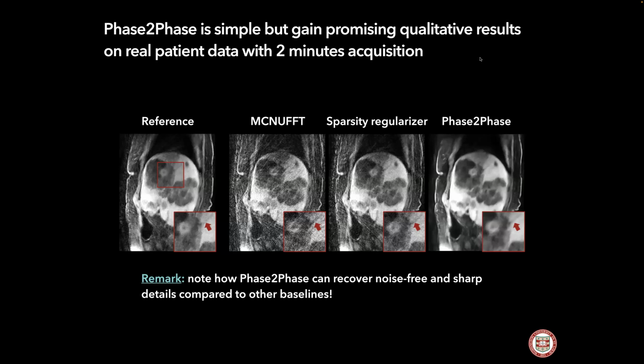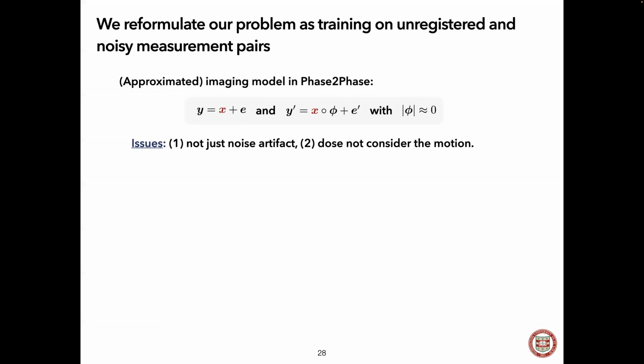So here's a result of face-to-face, compared against some traditional algorithms, including a direct reconstruction, MCN, and those based on the sparsity regularizer optimization method. You can see the noise-to-noise in the 2-minute undersampled acquisition can achieve noise-free and sharp detail in the reconstruction results. So that's face-to-face. But face-to-face is, you know, an approximation.